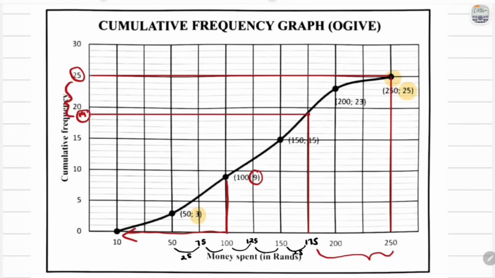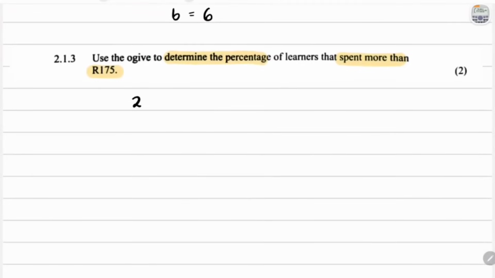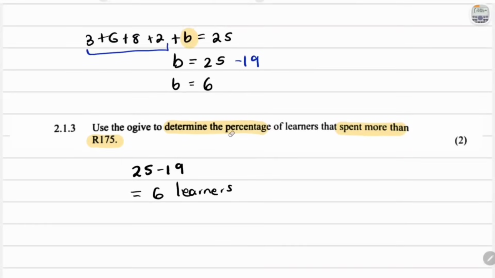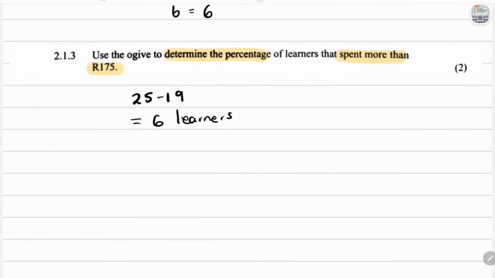So that would be 25 minus 19. That's the calculation we must do there. So 25 minus the 19, which we've actually calculated before, gives us 6. So it means that 6 learners spent more than 175. Now, remember that they said this needs to be put as a percentage. So we're going to say 6 out of how many learners are there? There are 25 learners in total.